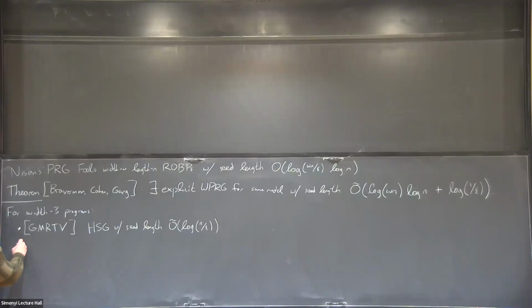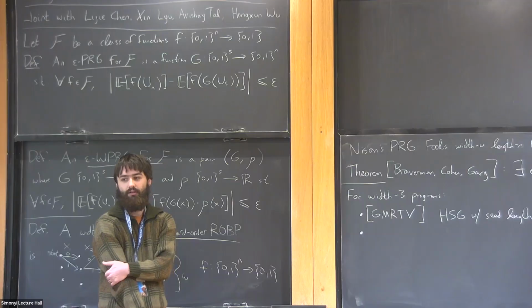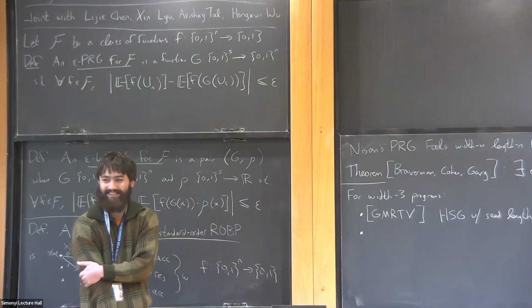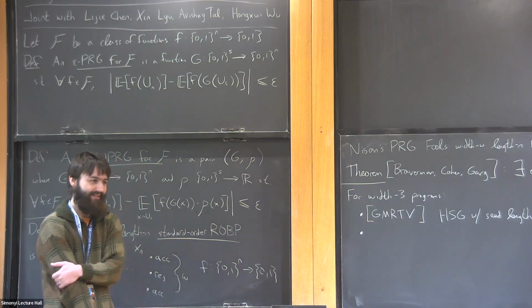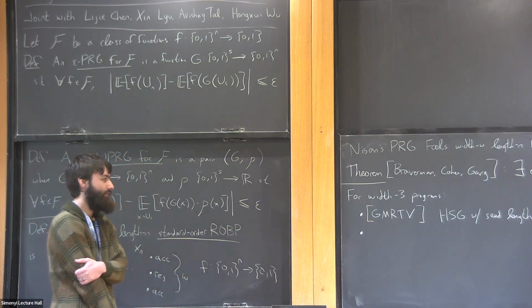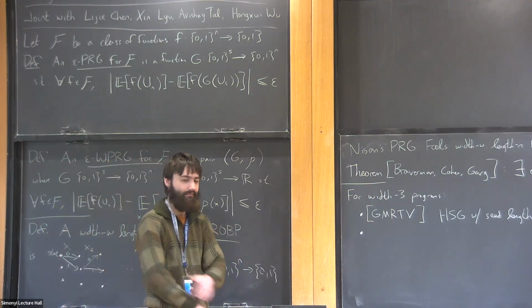For width 2, it's just an epsilon bias set. No, actually, an epsilon bias set does not do a good job for width 3 programs. For width 2, oh yes, width 2 is just epsilon bias. That's correct. Yeah, for width 3, you have to do something more than that.